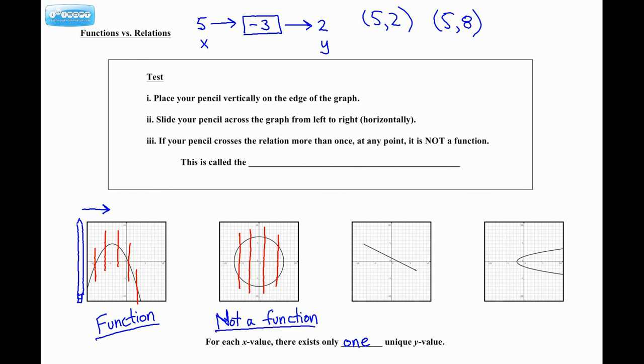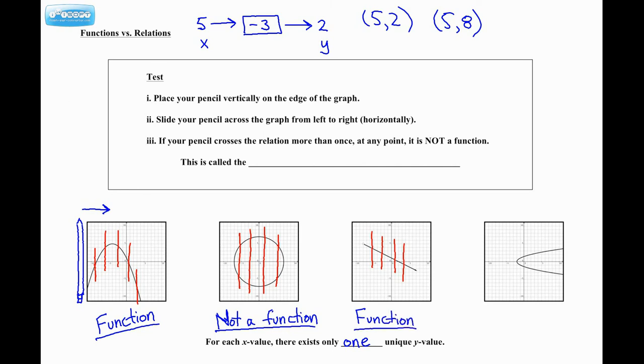All right, next one. Once you catch on, this is pretty easy. So moving from left to right, I think that's easy to see no matter where I go on this line segment, or actually it's a ray, it's only going to touch it once. So every specific x value can only produce one y value. So this passes our test. So that's a function.